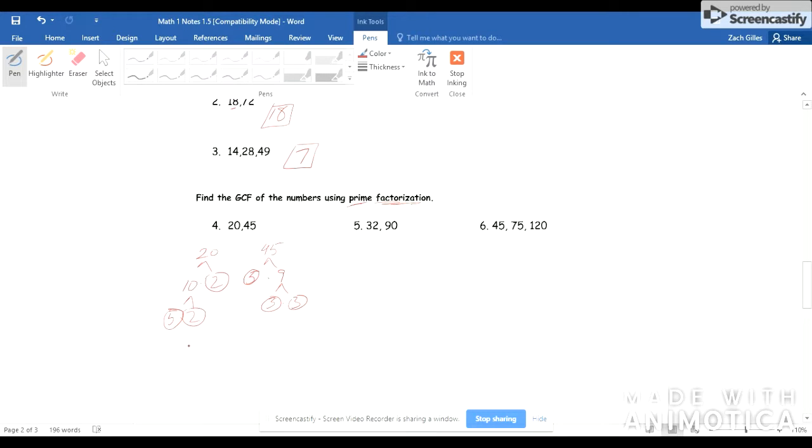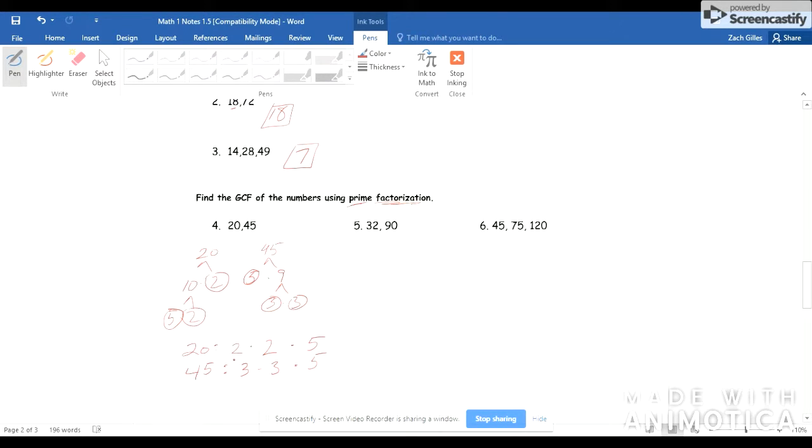prime factorization then. So my prime factorization of 20 would be 2 times 2 times 5. And my prime factorization for 45 would be 3 times 3 times 5. Okay. And if I'm looking here, I see that they don't have any common multiplied together.